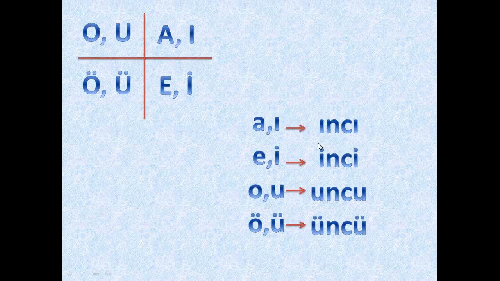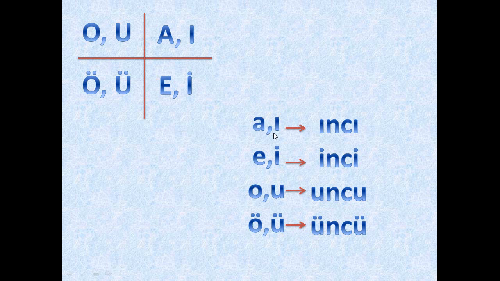The ordinal numbers are going to be made with this suffix, which is divided into four types, and according to the chart of the vowel harmony, it's going to be like this.